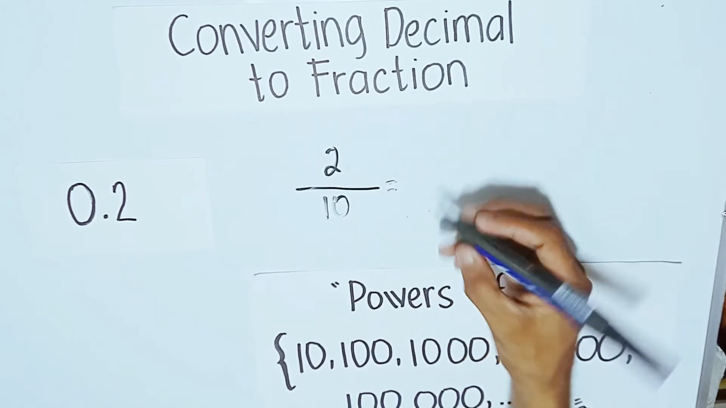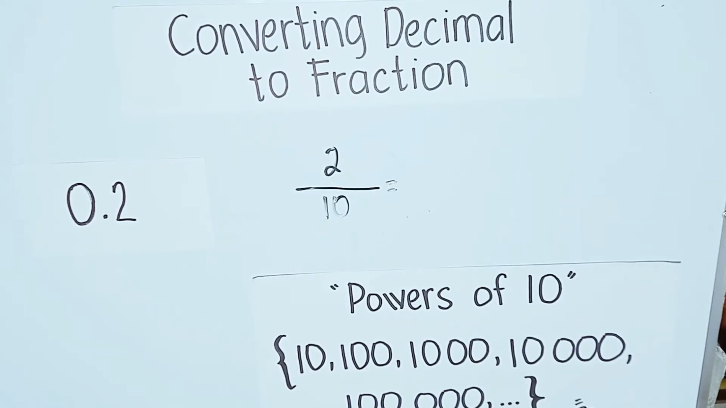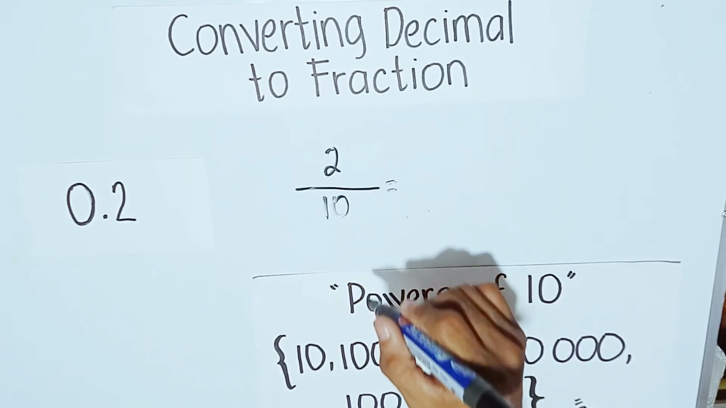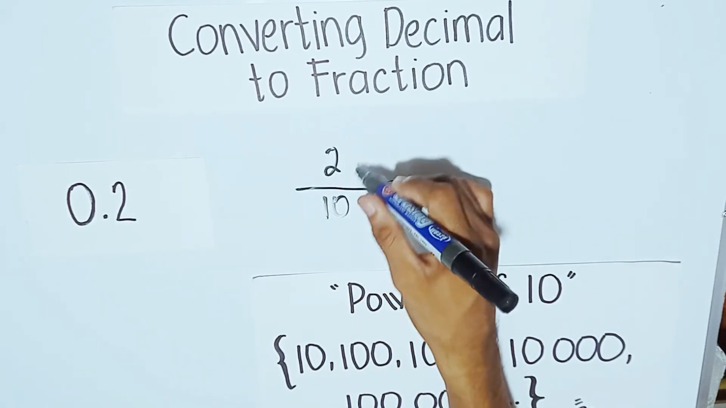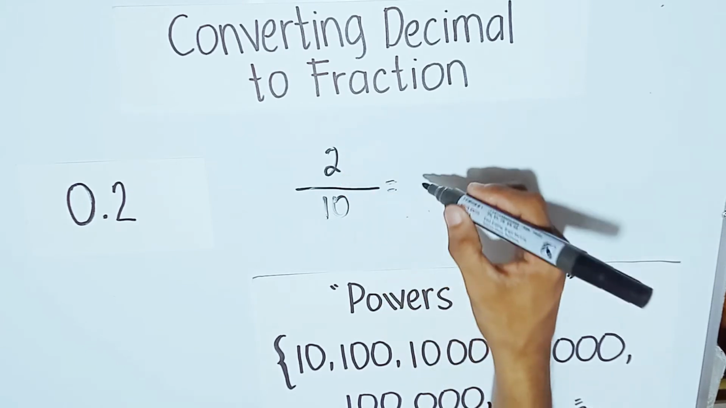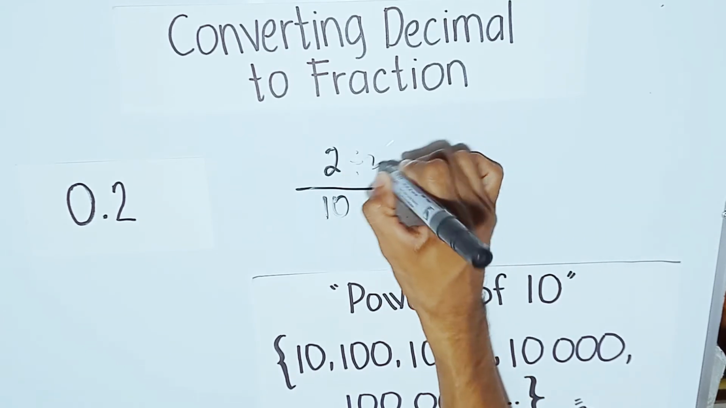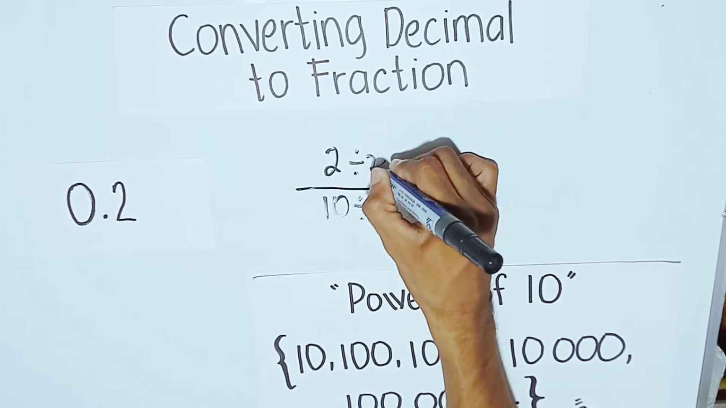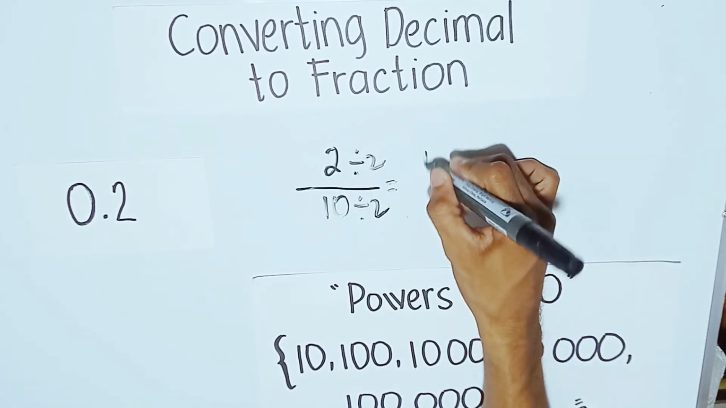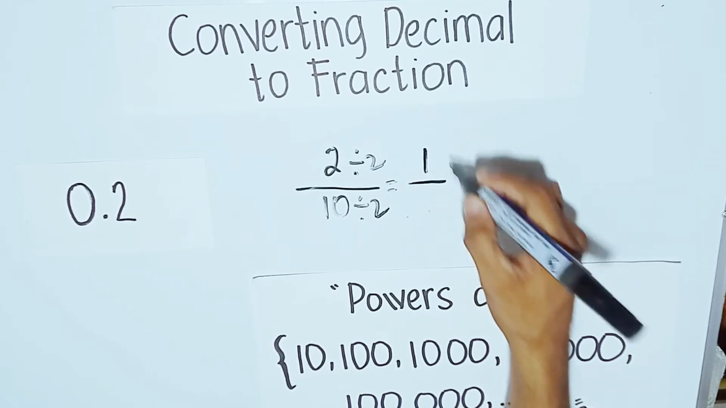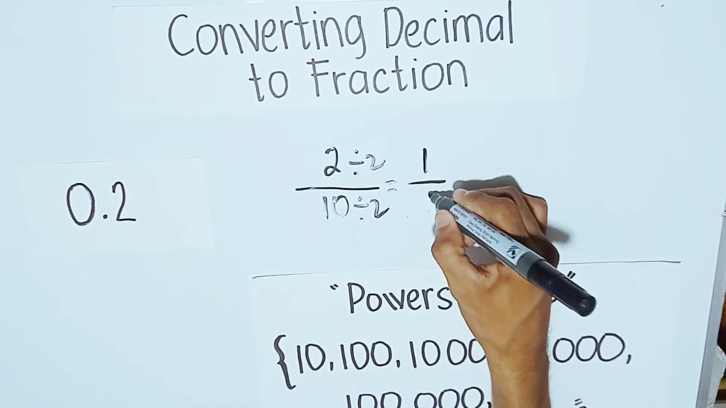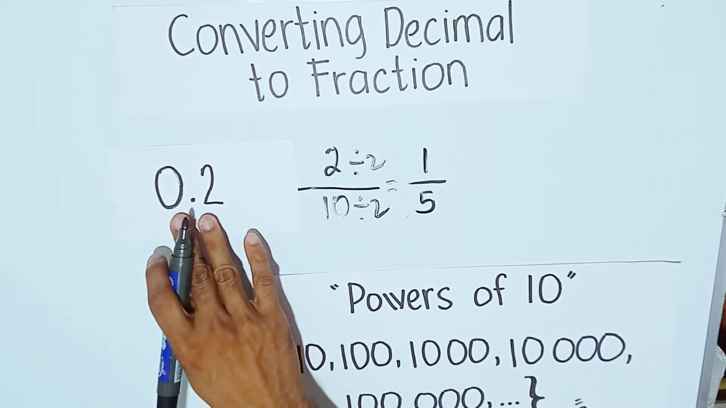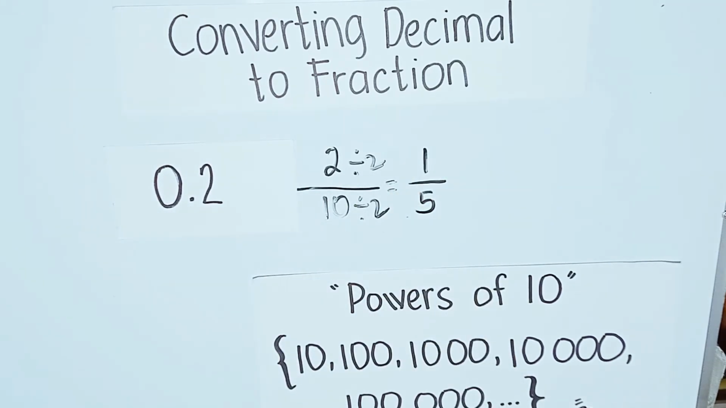And then, pwede na natin siyang i-reduce into lowest term by simply dividing both numerator and denominator by 2. Kasi yung 2 ang pwedeng makapag-divide sa numerator and denominator. So, divide 2, then divide 2. So, 2 divided by 2, we have 1. And then sa denominator naman, 10 divided by 2, we have 5. So, therefore, our fraction form of this decimal is 1 over 5.